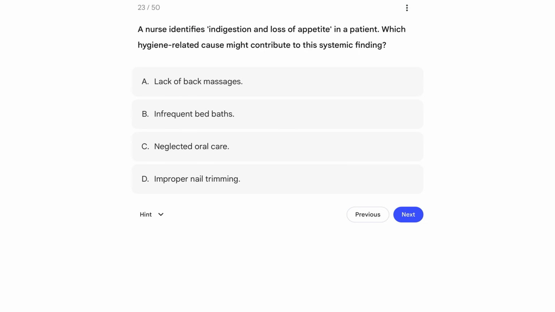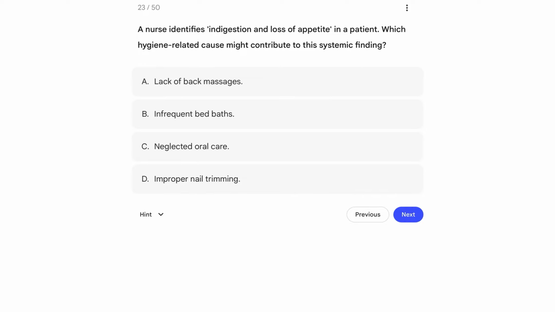Is this lack of back massage, or is this infrequent bed bath? Option C, neglected oral care. Option D, improper nail trimming. So, the nurse identifies indigestion and loss of appetite. So, they are not getting hunger, and whatever food the patient takes is not digested. So, what is the reason for it? Which hygiene related reason contributed to the systemic finding?